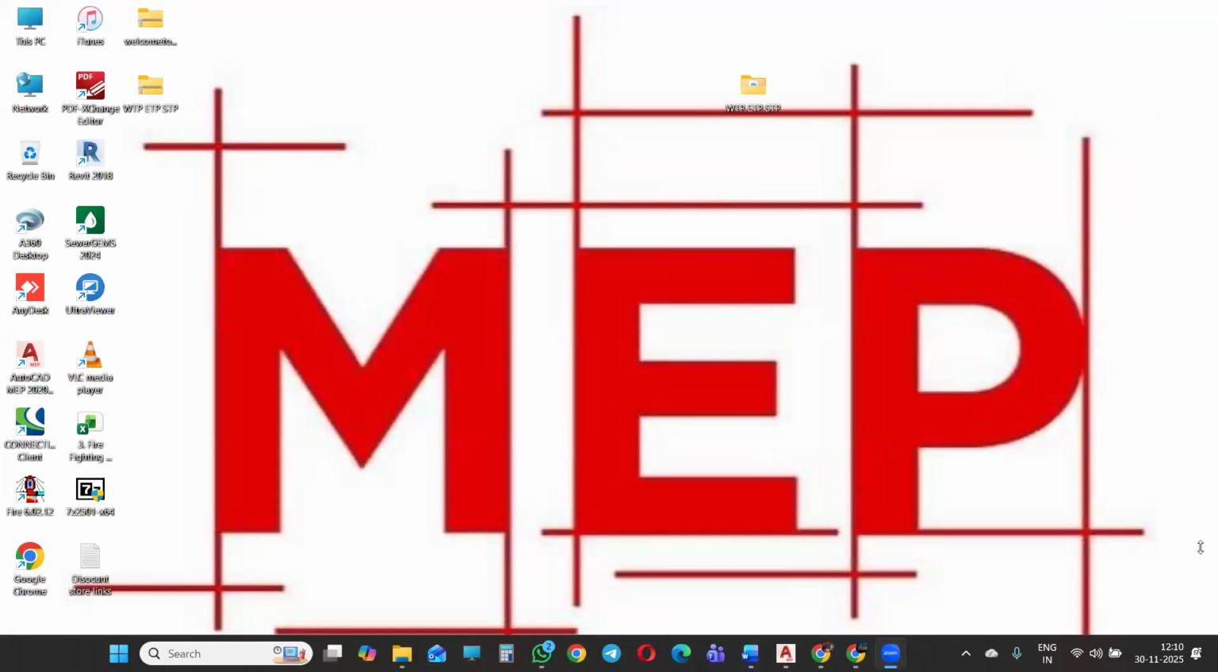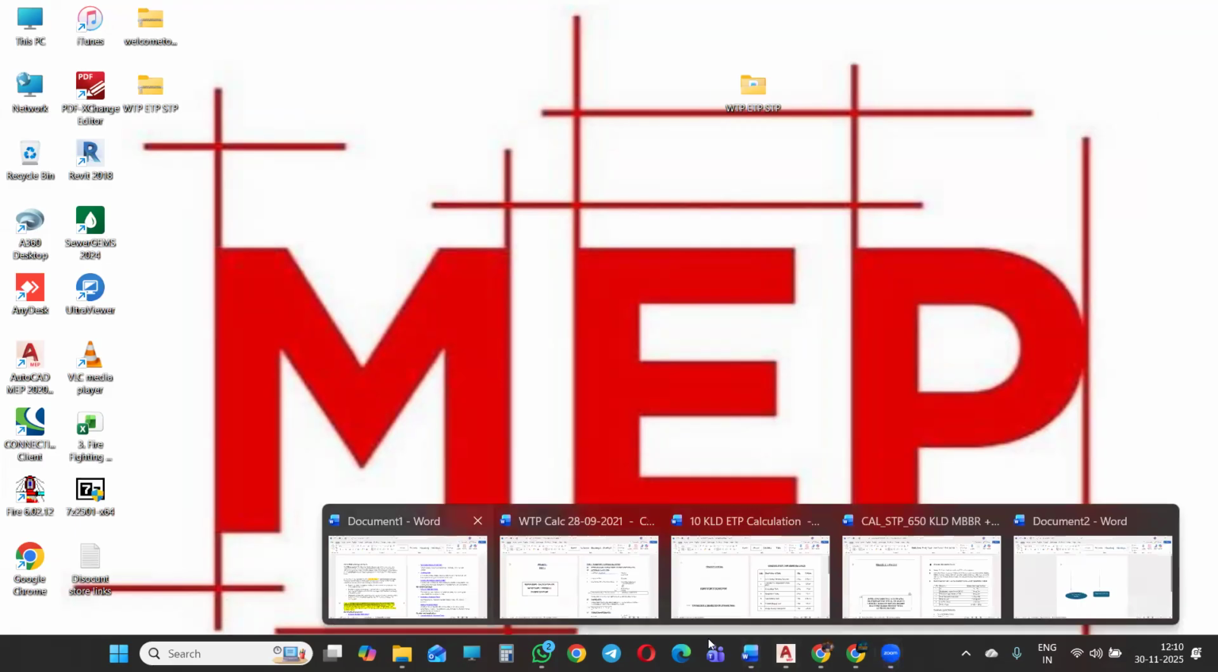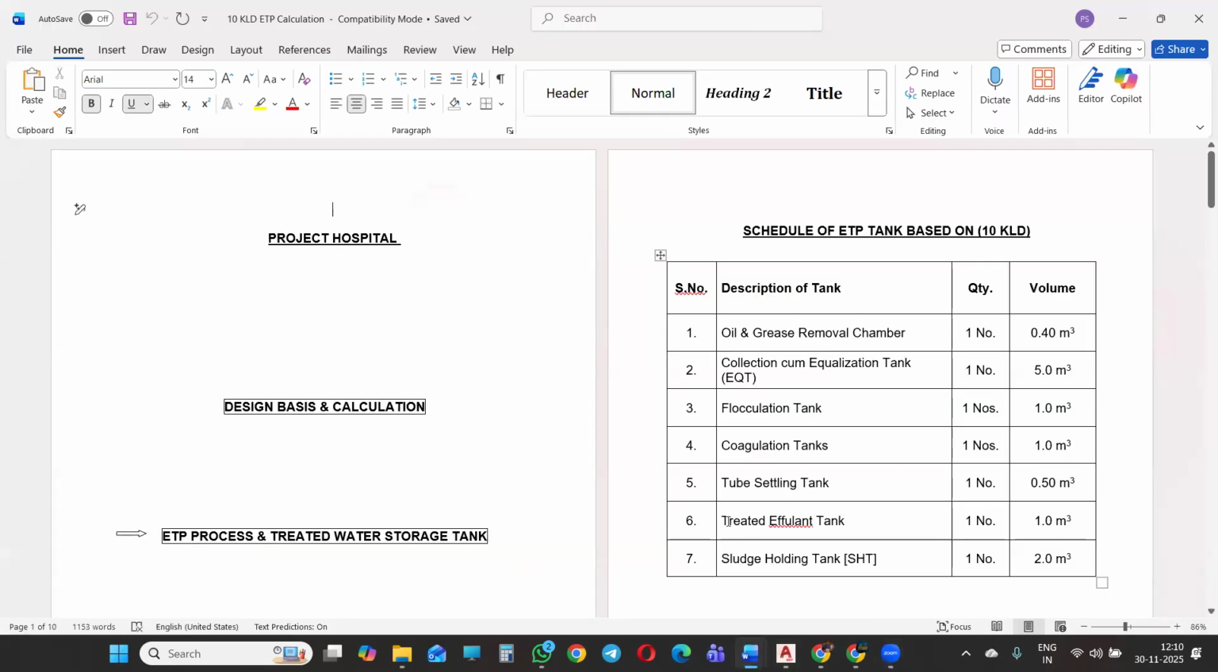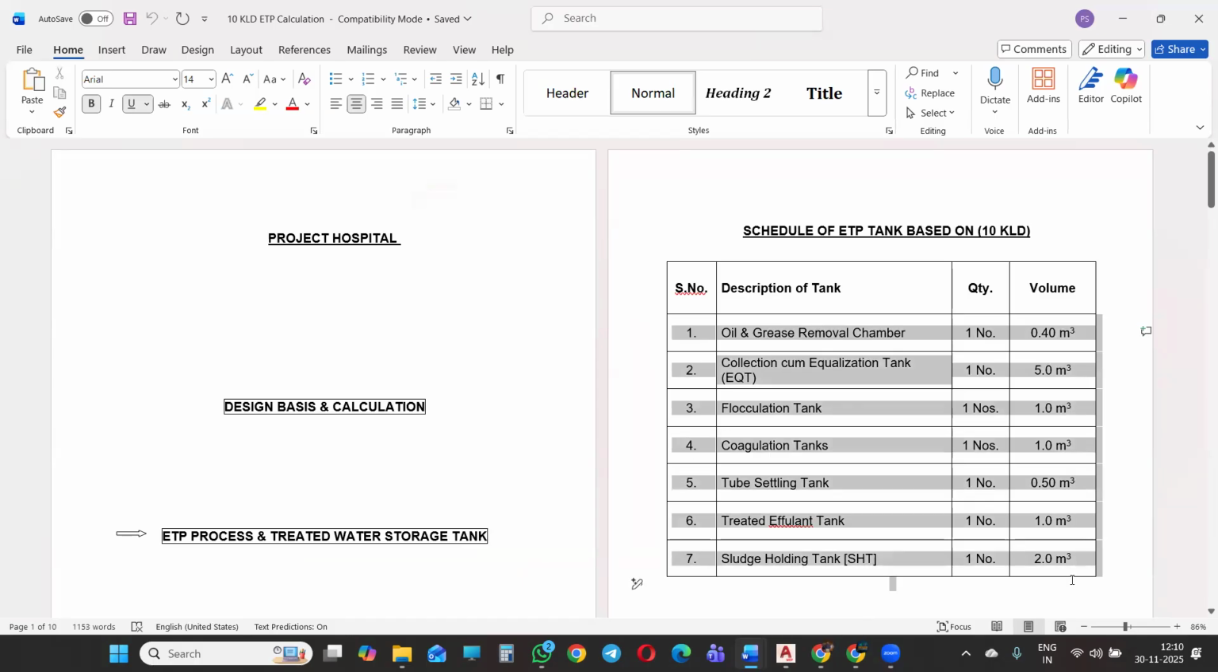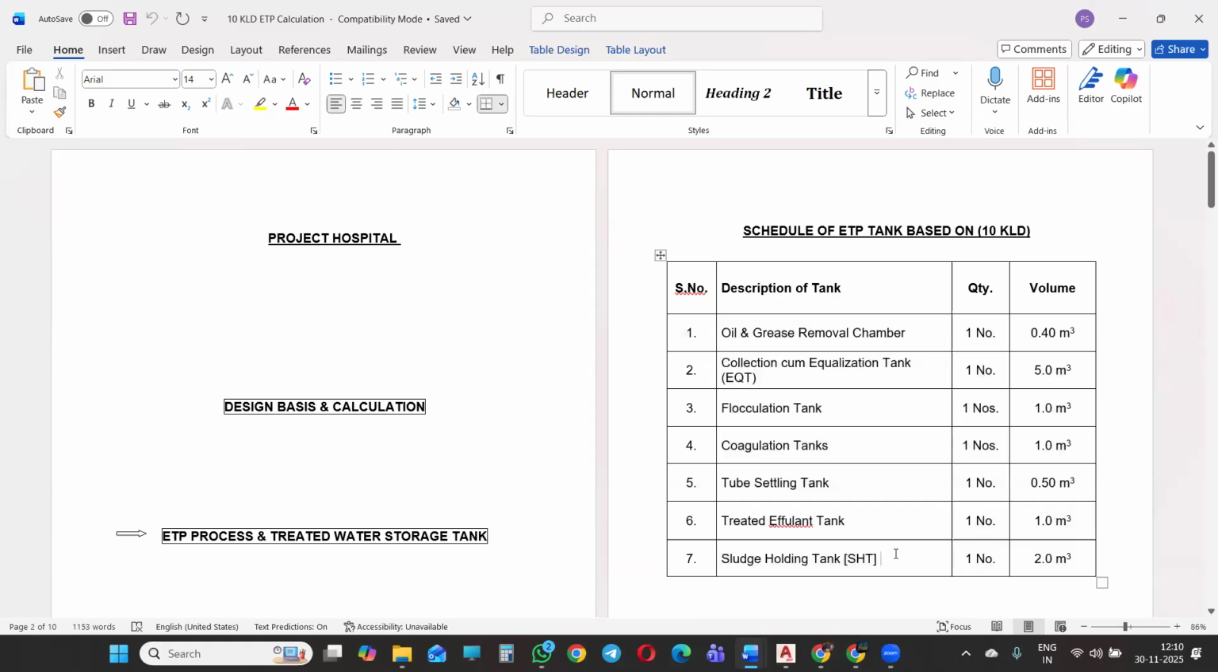Okay. First, we start with the ETP. What is the full form of ETP? That is Effluent Treatment Plant, right? These are the various tanks that come in the ETP: oil and grease tank, collection tank, flocculation tank, coagulation tank, tube settler, treatment tank, sludge holding tank. That's clear? We have to design all these tanks.